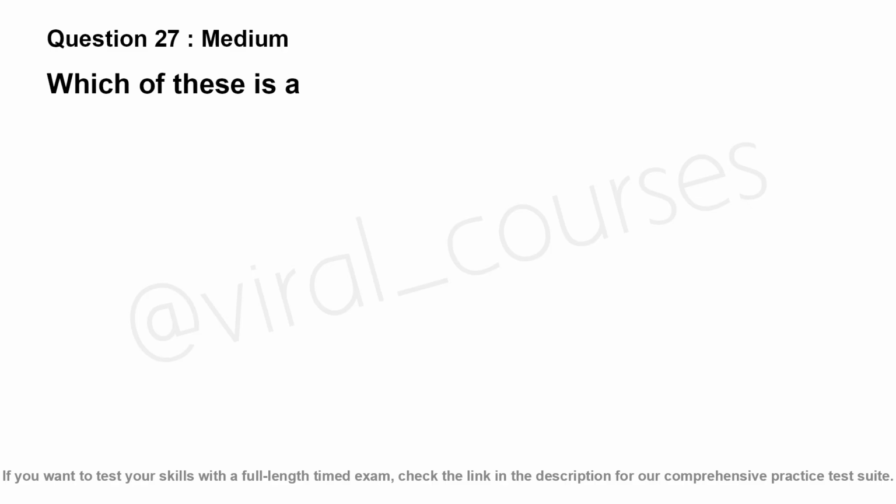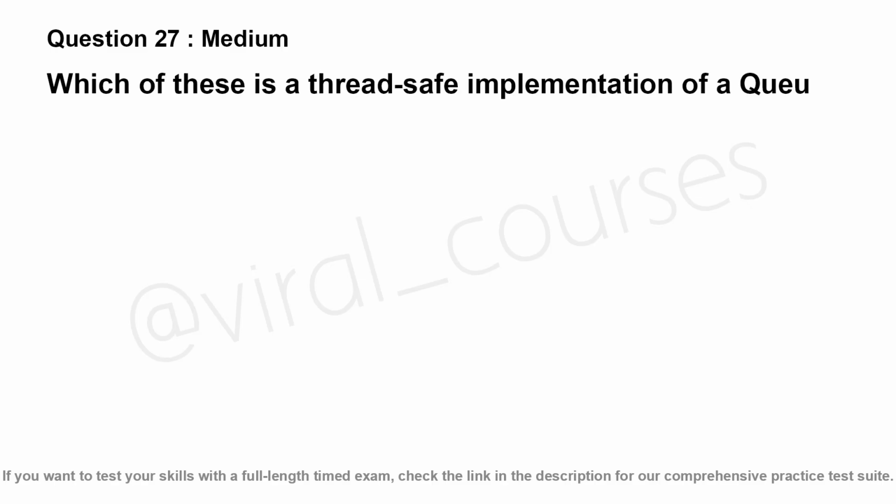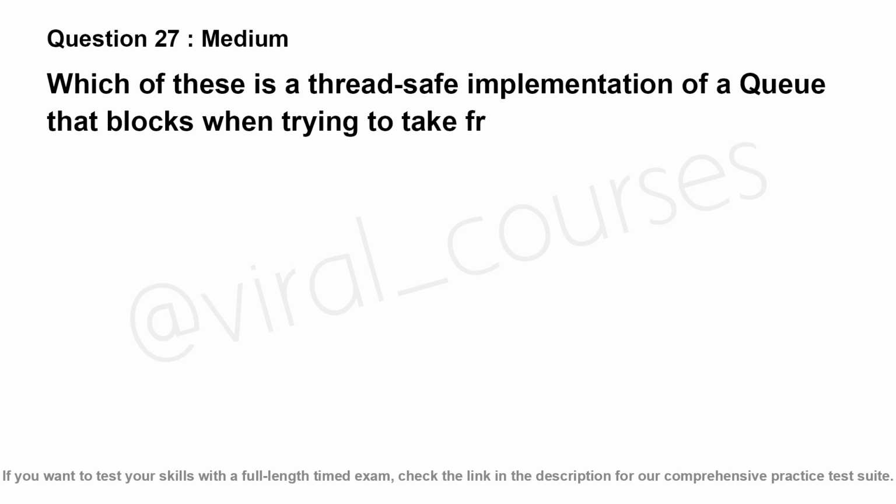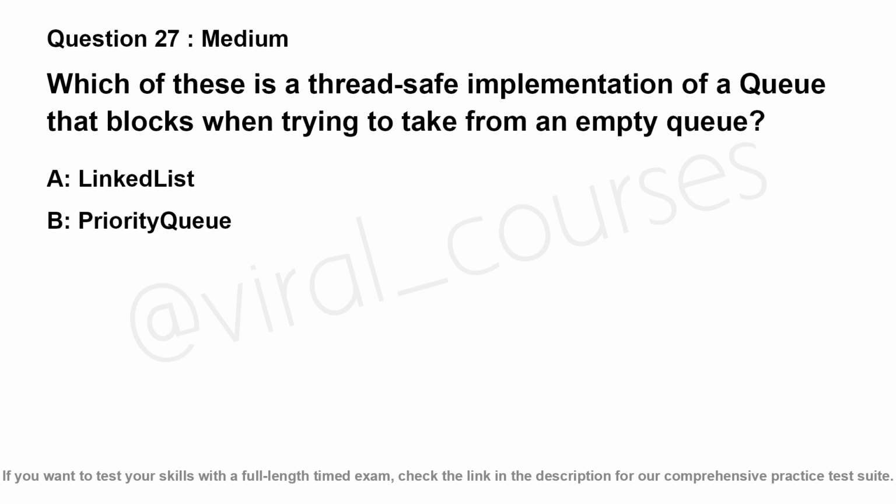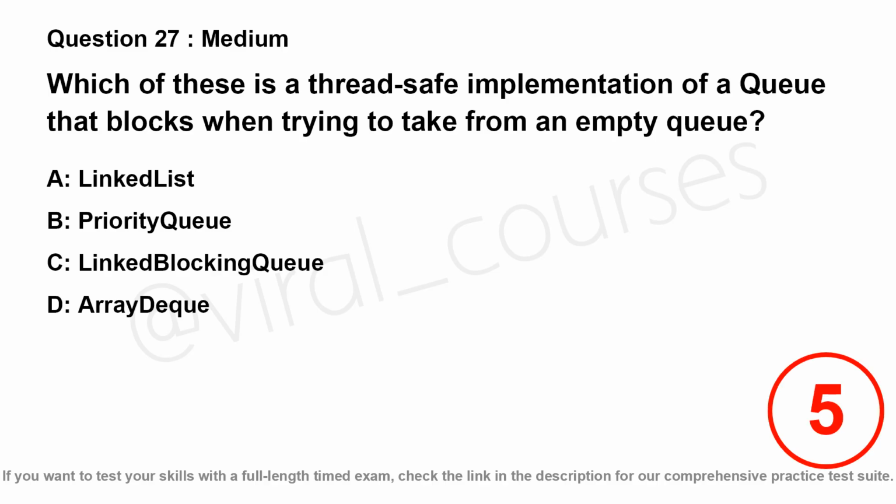Which of these is a thread-safe implementation of a queue that blocks when trying to take from an empty queue? Option A, LinkedList. Option B, PriorityQueue. Option C, LinkedBlockingQueue. Option D, ArrayDeque.